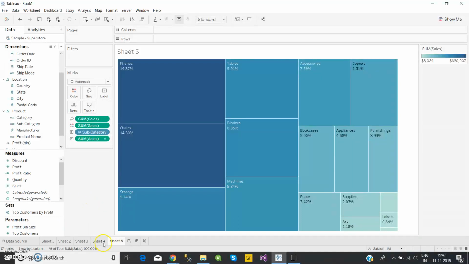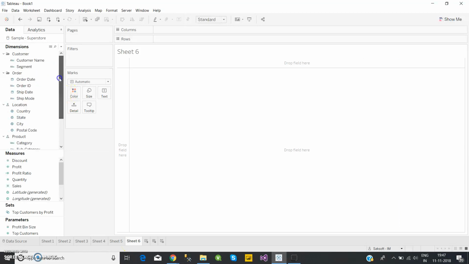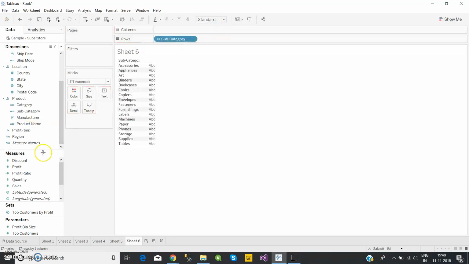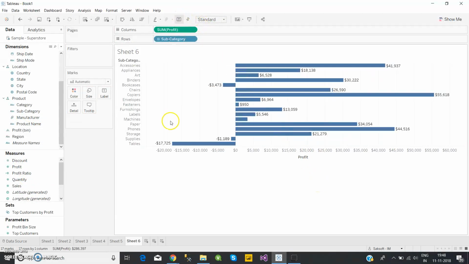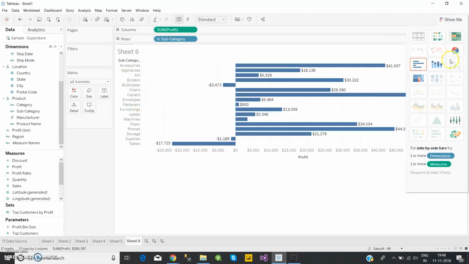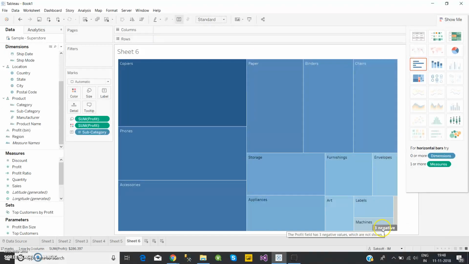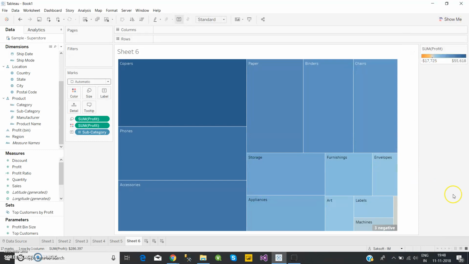These both are very similar and have the same use case, but what you need to understand is these two charts cannot show the value for anything that contains negatives. For example, you can see here that tables and supplies, these two, and also bookcases contain negative values. Now when I try to change it to a tree map, you can see that I'm getting an error as 3 negatives. Why so is because, see, whenever the value is decreasing, the size of the box shrinks.